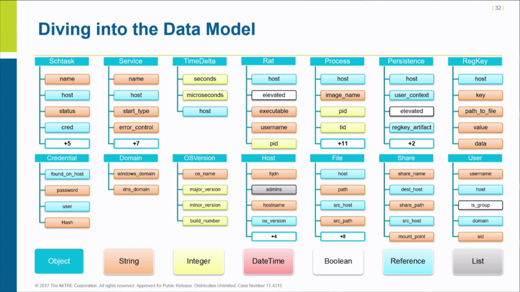This is the majority of the model. You can see on the bottom there's like +7, +11. But the things that we have here are kind of common things that we tend to talk about, like scheduled tasks, services, processes, registry keys, users, shares, files, hosts, all these fun things. And within each, you have the fields that Caldera cares about. Some of these are a little more specific for Caldera's execution, like time delta, which measures the time difference between two hosts, and we actually have an object to represent that.